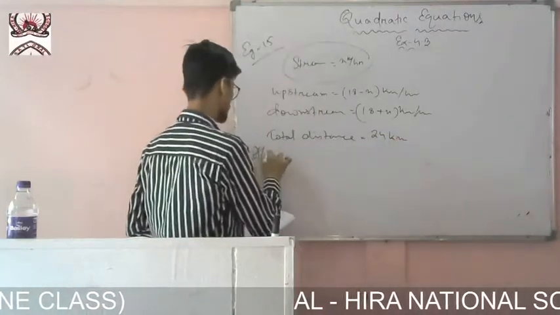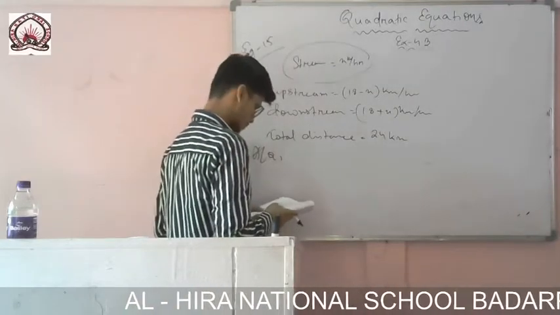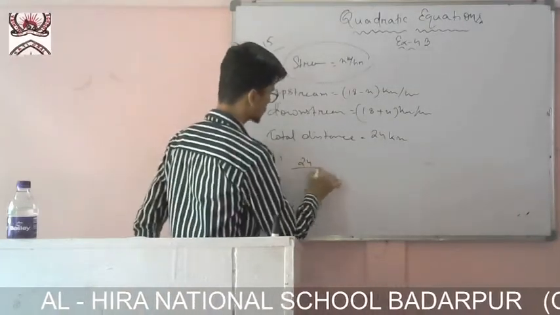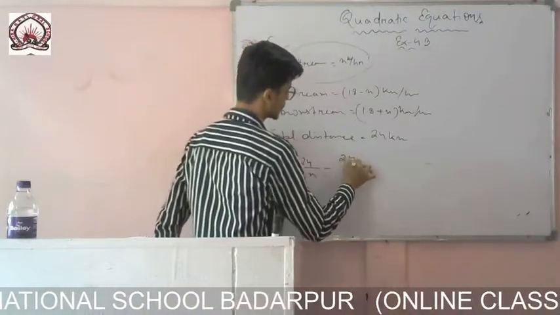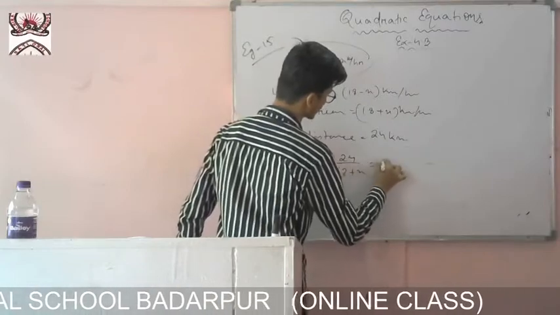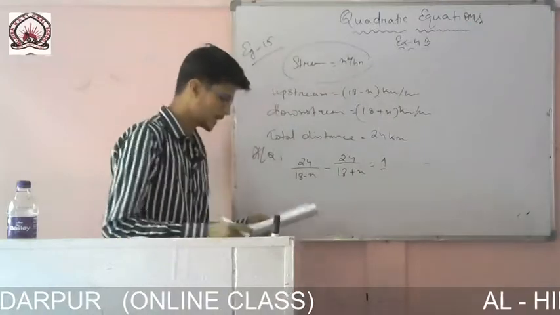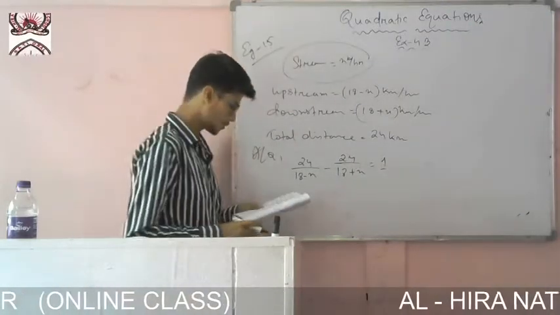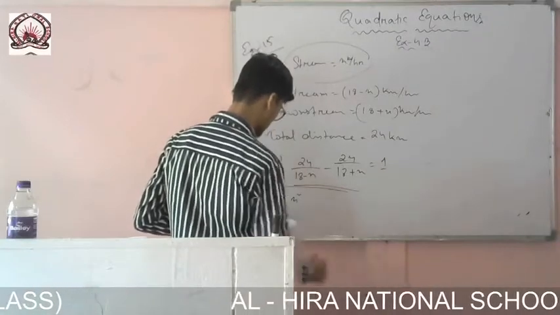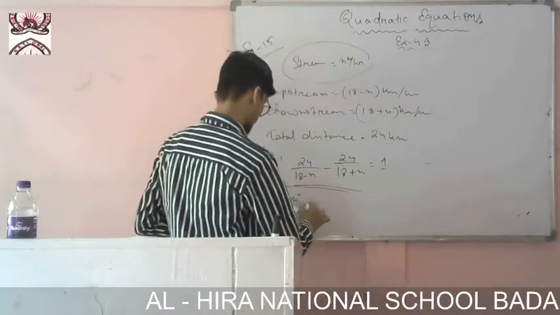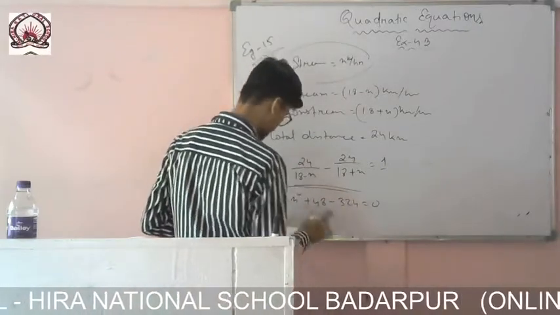Now according to the question, it takes 1 hour more. So first of all I will write 24 by 18 minus x, since this one takes more time, minus 24 by 18 plus x, which equals 1 hour more, so it will be 1. Now, like earlier, you just have to solve. After solving, the line that comes is x square plus 48x minus 324 equals 0. So this was the last question.